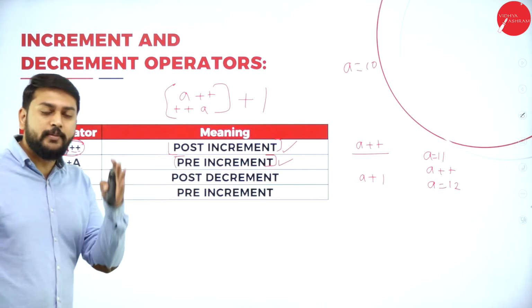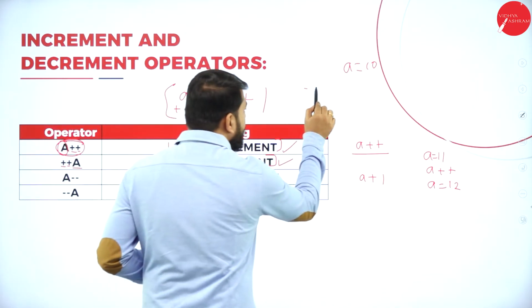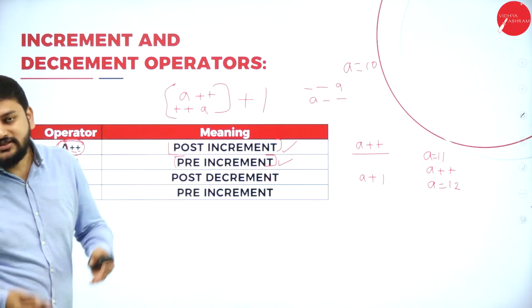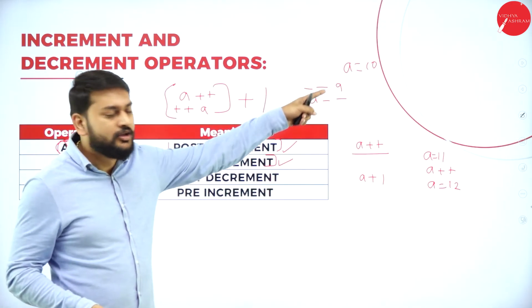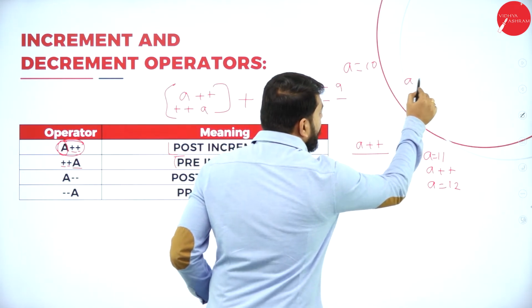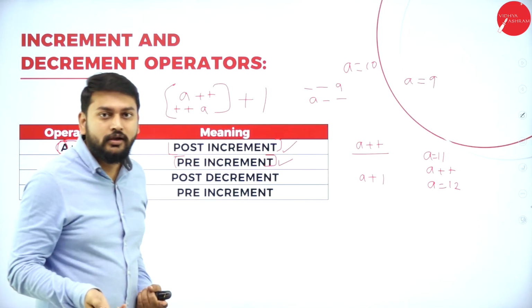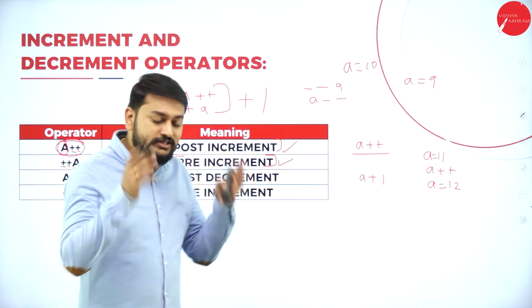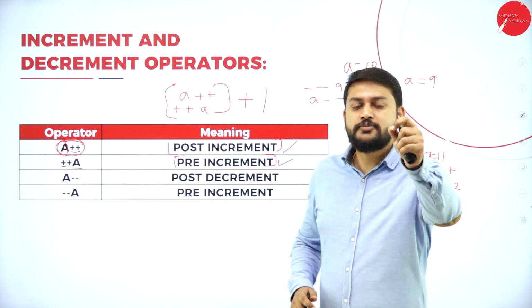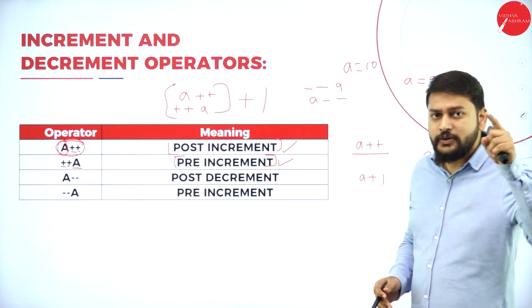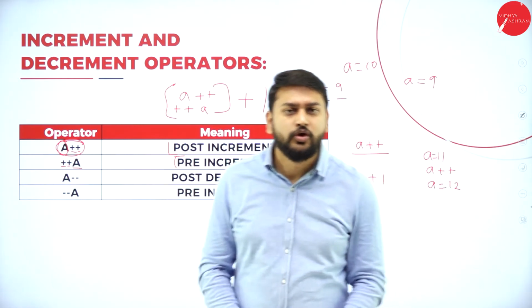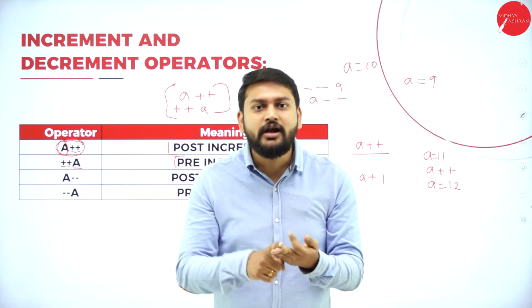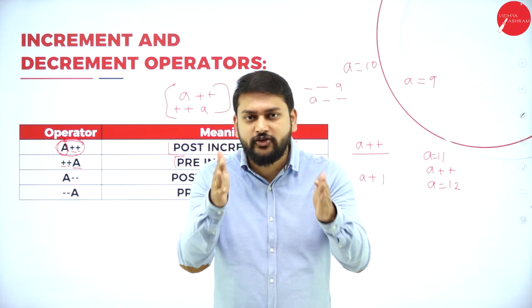In the same way, if I come to decrement, minus minus A or A minus minus, what is the meaning? Minus minus in the sense minus by 1. If I have 10 and I perform this decrement, the A value will become 9, minus by 1. Again we have pre-decrement and post-decrement, same thing. So when it comes to increment and decrement operators, please remember this is not there in the textbook. We have 4 types: pre-increment, post-increment, pre-decrement, post-decrement. As of now, you just have to remember that.